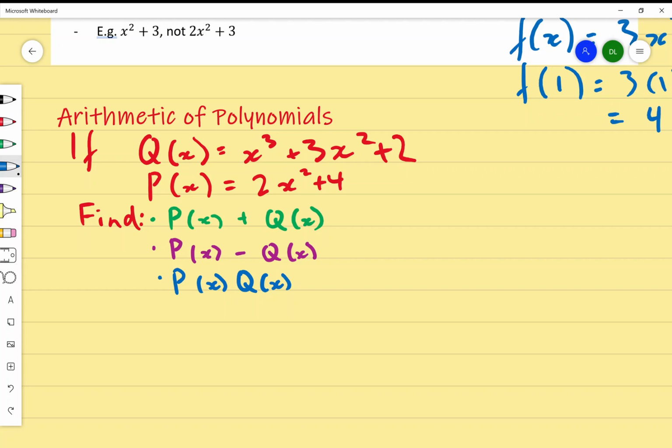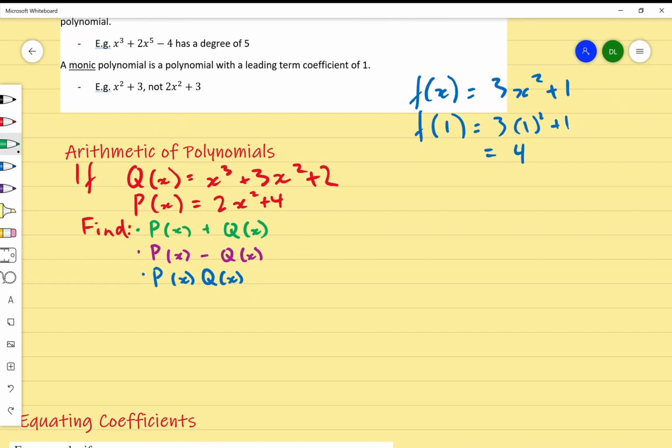So let's say q of x is x to the power 3 plus 3x squared plus 2, and p of x is 2x squared plus 4. Now, we've got a cubic function because it's the power of 3. But we've also got a quadratic. So in this one, let's go ahead and use green to show this one. p of x plus q of x, how do we add them together? Well, it's exactly what you think you'd do. You just add them together. So let's write p of x, 2x squared plus 4. Let's go ahead and write q of x. So add q of x, which is x cubed plus 3x squared plus 2. Have I lost anyone?